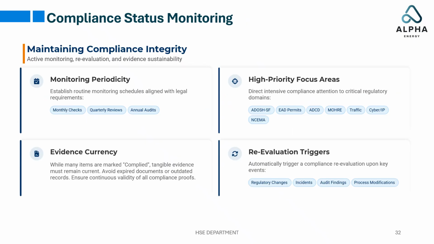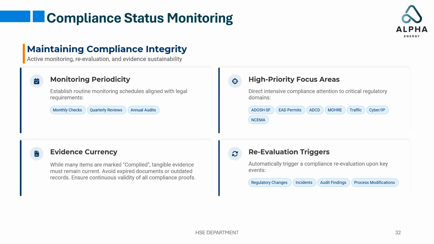The compliance status monitoring is maintained to ensure the integrity and sustainability of regulatory compliance within Al-Masood Energy. Compliance monitoring begins with establishing clear monitoring periodicity, where routine evaluations are conducted through monthly checks, quarterly reviews, and annual audits aligned with legal and regulatory requirements. This structured schedule ensures that compliance obligations remain actively monitored and continuously verified rather than treated as a one-time assessment.